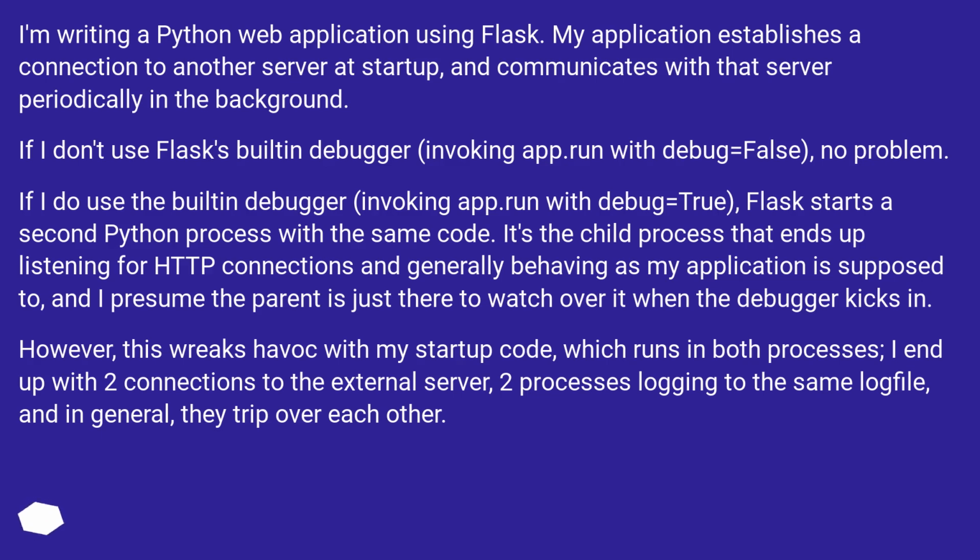If I do use the built-in debugger, invoking app.run with debug equals true, Flask starts a second Python process with the same code. It's the child process that ends up listening for HTTP connections and generally behaving as my application is supposed to, and I presume the parent is just there to watch over it when the debugger kicks in.